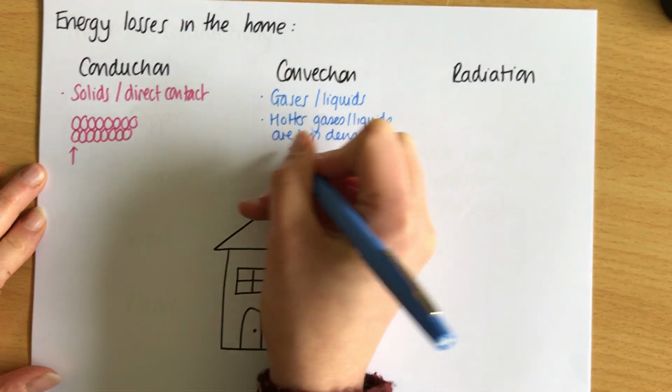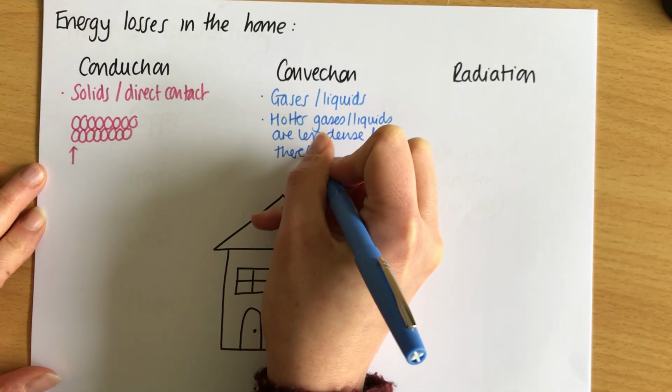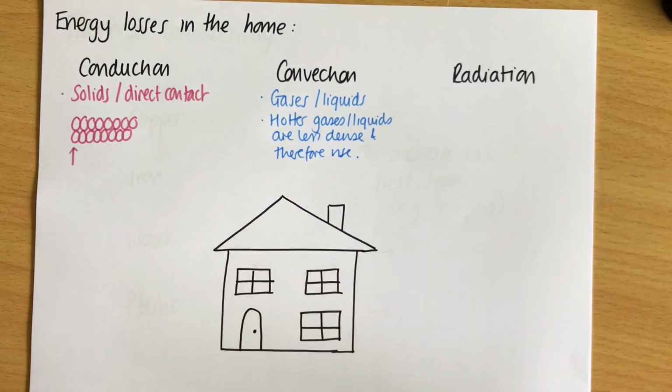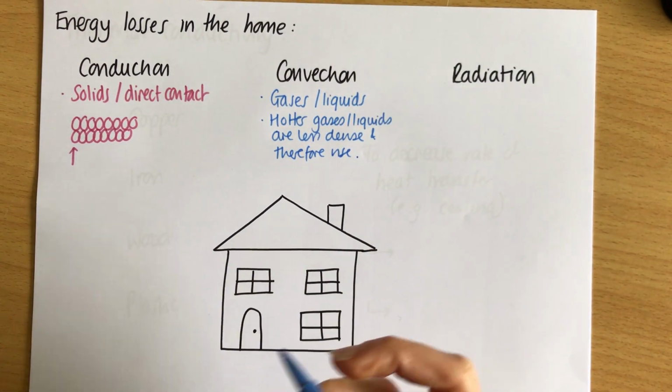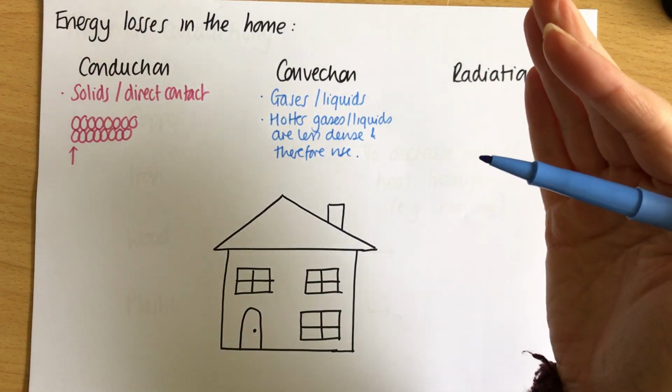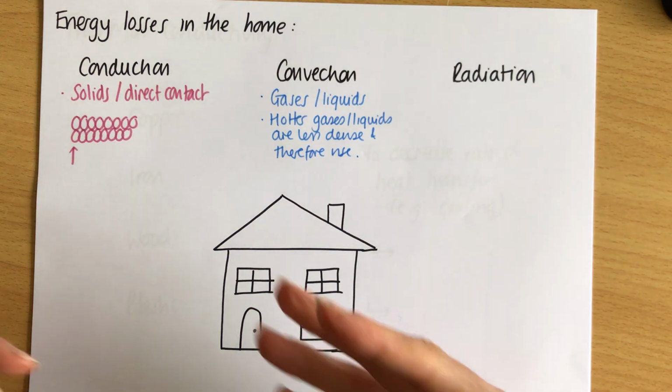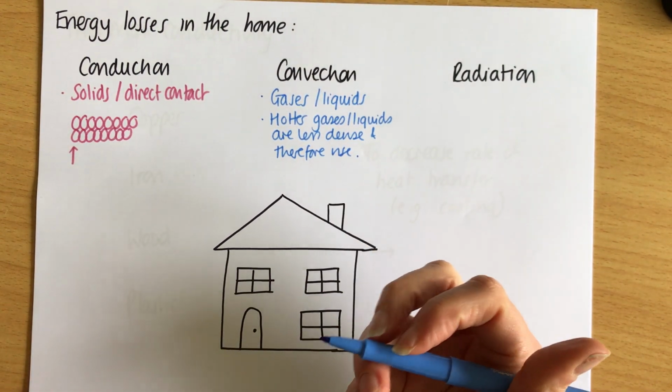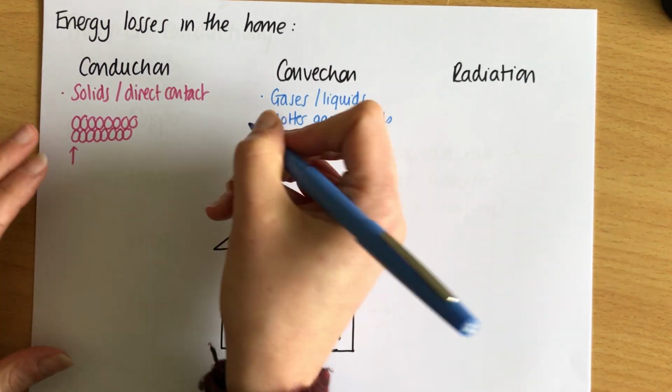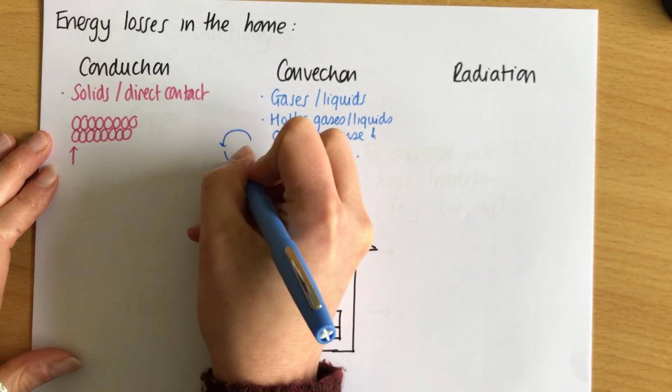And therefore rise. So you've probably heard the phrase hot air rises. It does. It gets less dense and therefore it rises up. And what then happens is that cold air can swoop in to fill in the gap that's been left, and it causes convection currents. So you often see it drawn in this kind of manner.